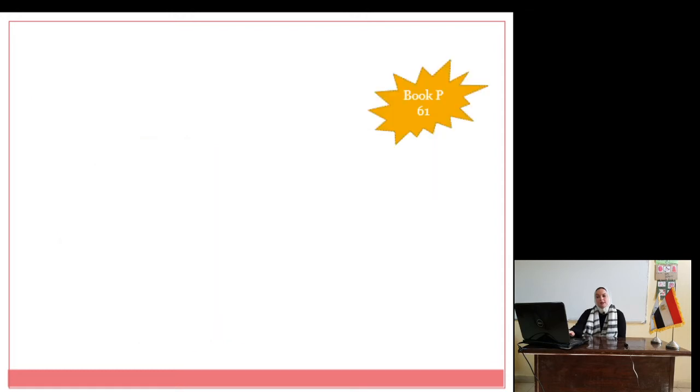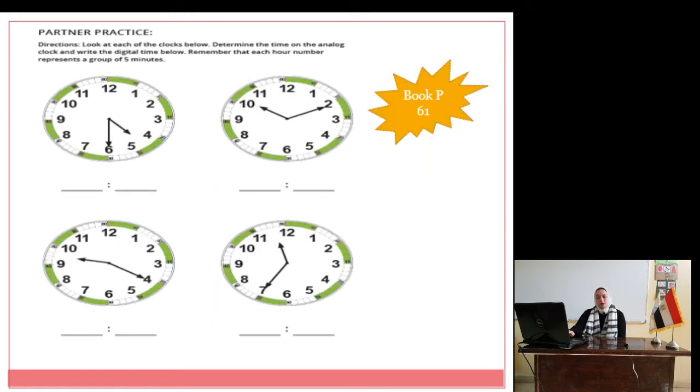Now, in the next page, we are going to solve the exercise in book page 61. Here we have the picture of some clocks. The first one, the long arm is on 6 and the short is between 4 and 5. 6 means the long arm is on the past. So we are going to write 4, the number before, and the long arm make it times 5. So 6 times 5 equals 30. So the time is 4:30.